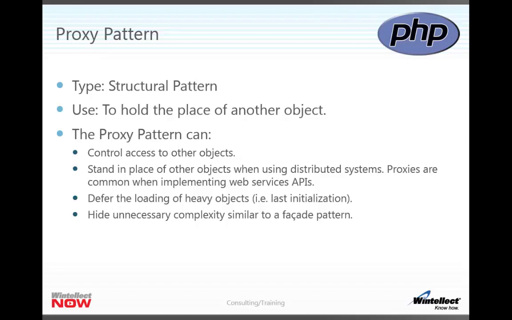But the idea is that you have a lightweight instance of that proxy that holds the place of a more heavyweight one on the back end that needs to be instantiated later on. That's what we call late initialization, which is typically what happens in web service APIs and whatnot.